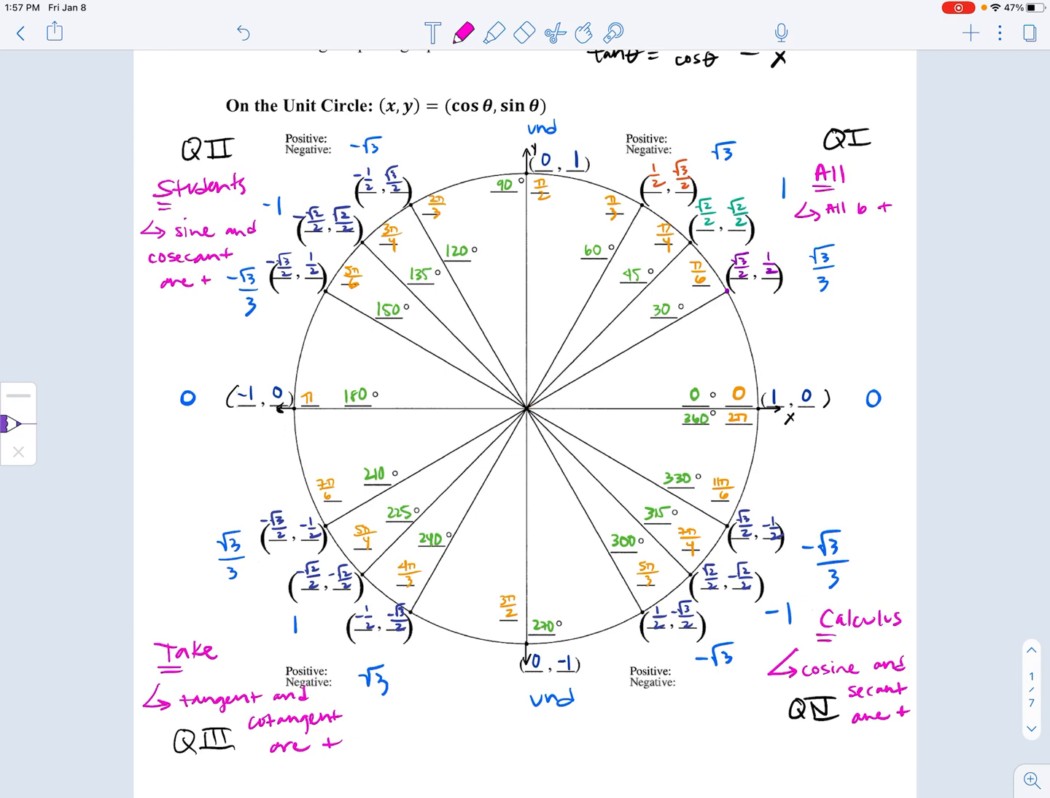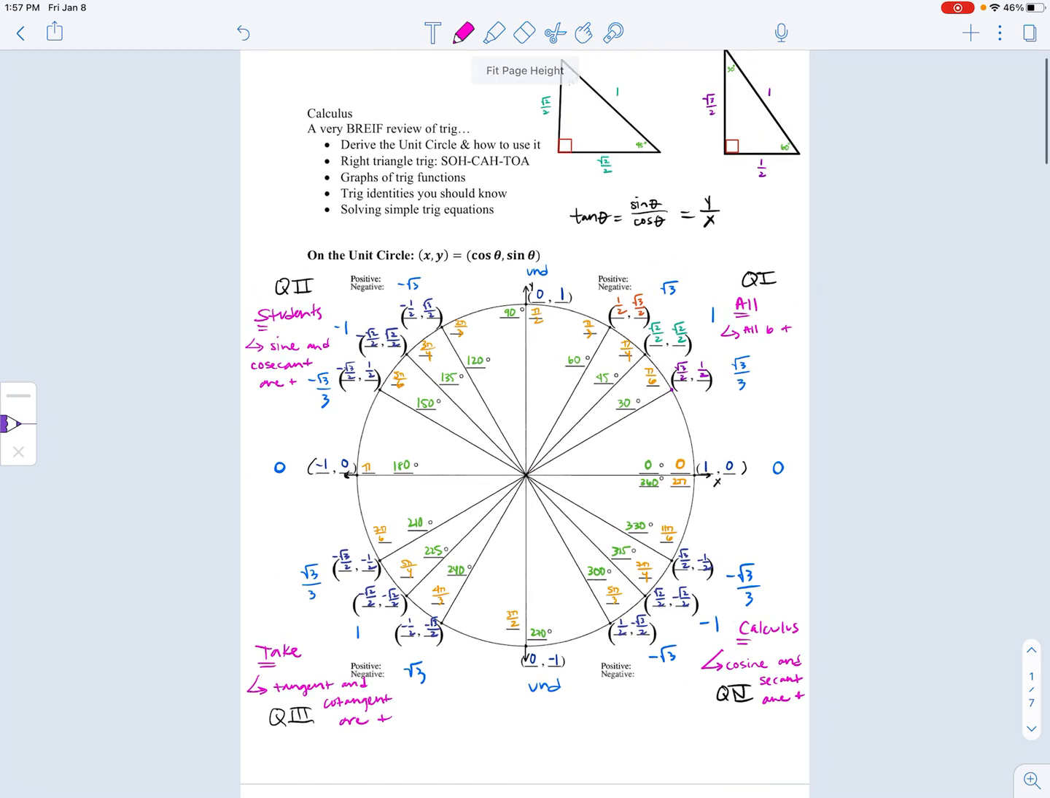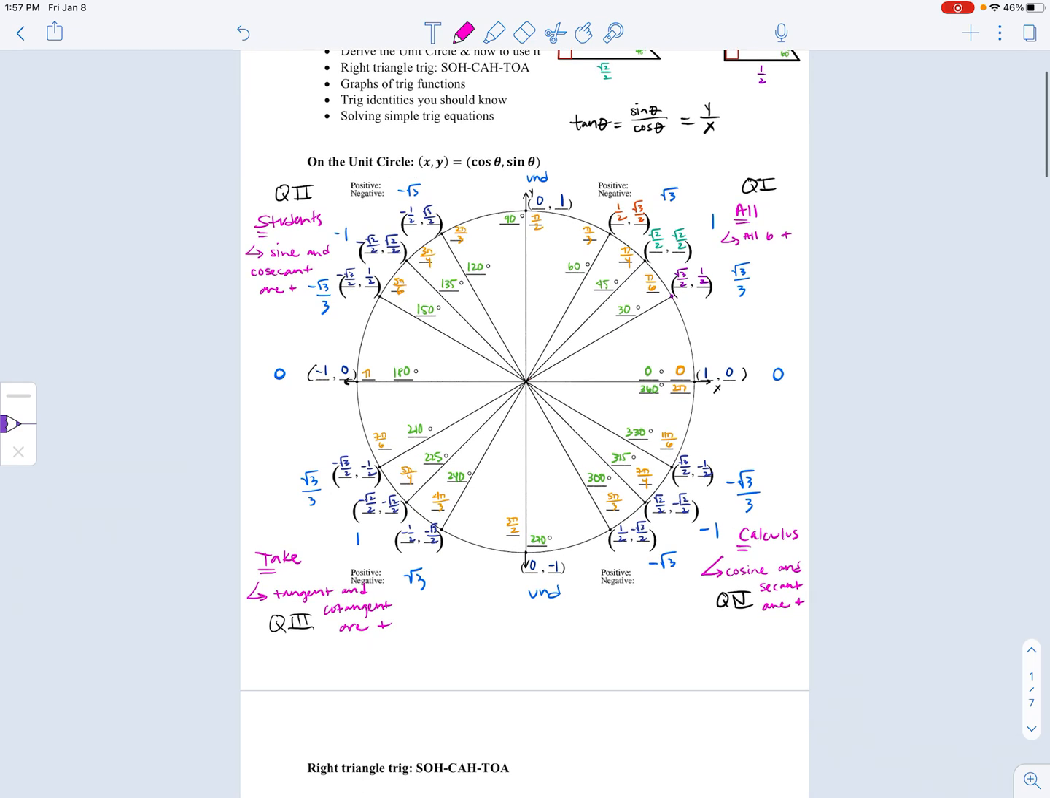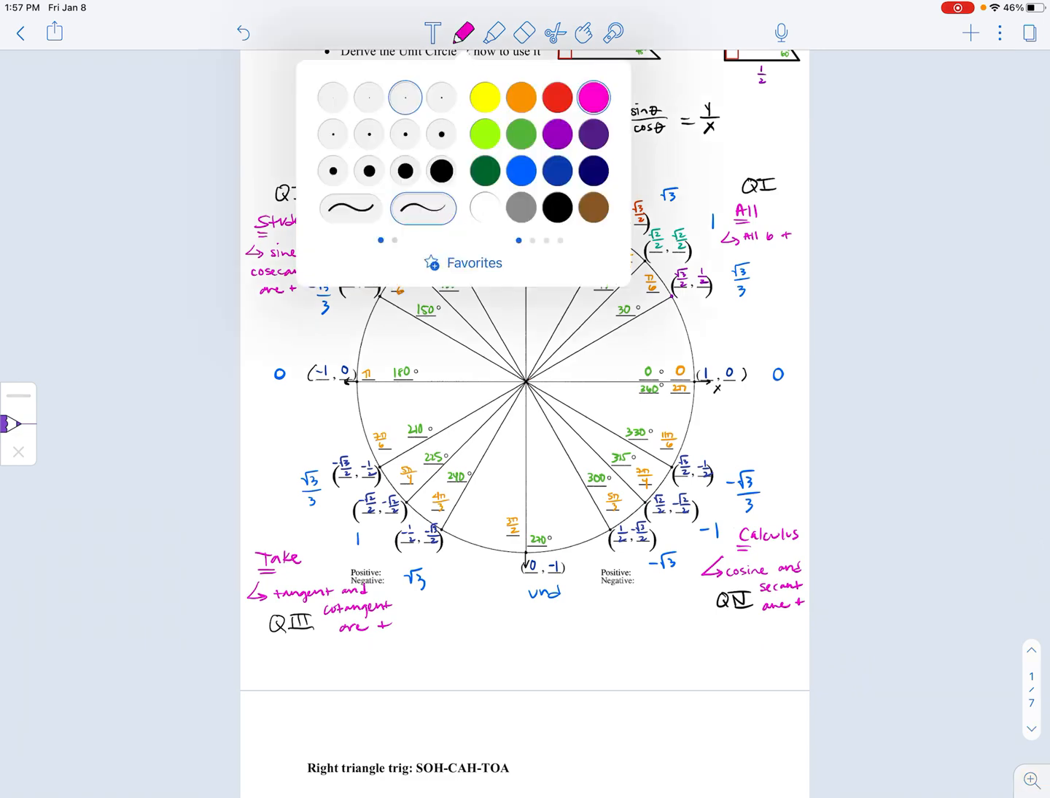And that should make sense, right? You can clearly see which ones of sine, cosine, and tangent are positive and negative, just because those values you're able to clearly see on the unit circle, but it would make sense that the reciprocals would follow. So it's important to have the unit circle memorized, but it's also super important to know how to use it.